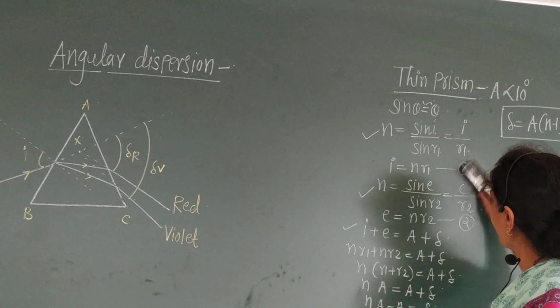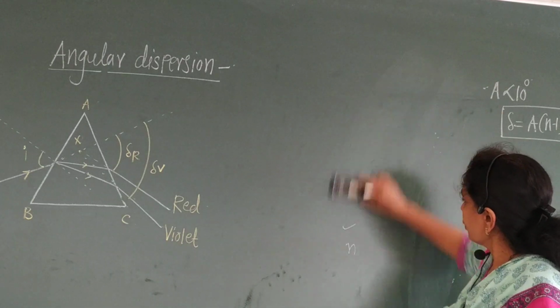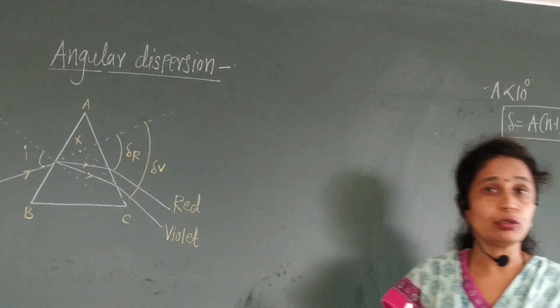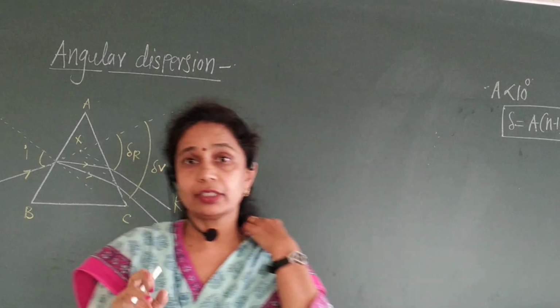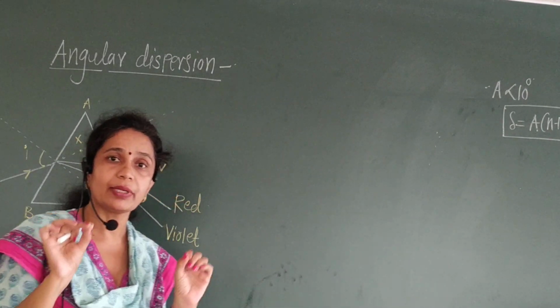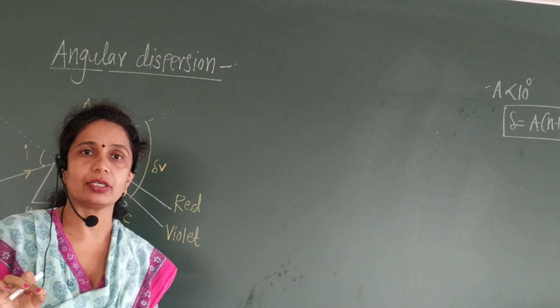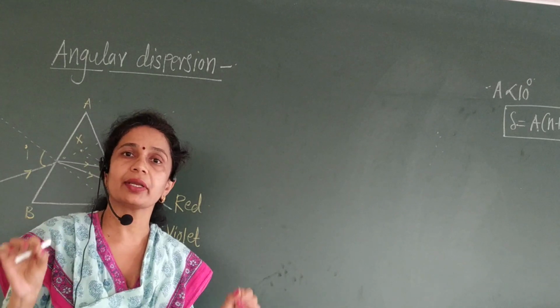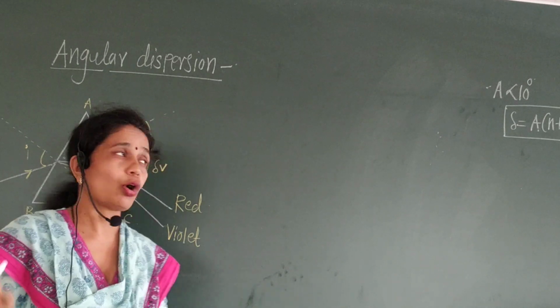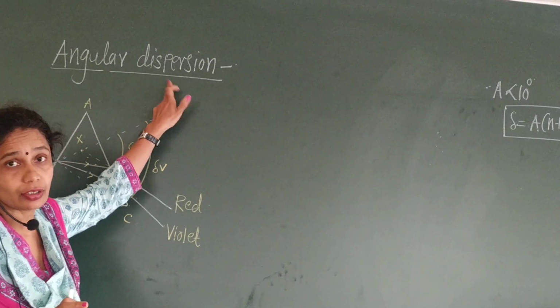Now, angular dispersion. What do we mean by angular dispersion? We have just seen the definition. Angular dispersion means the angular separation between the two extreme colors.